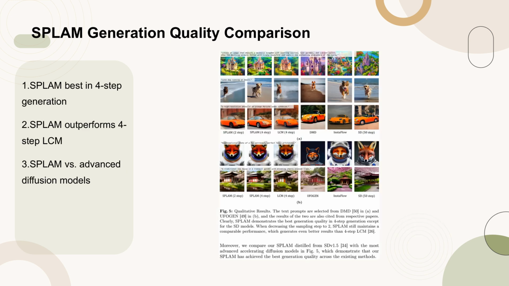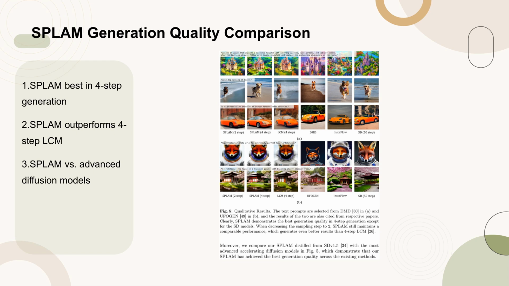Figure 5 presents qualitative results comparing the generation quality of SPLAM with other models. The text prompts used are sourced from DMD and Diffusion, with results from these papers also included for comparison. Notably, SPLAM shows the highest generation quality in 4-step generation, except when compared to SD models. Even when the sampling step is reduced to 2, SPLAM maintains a performance level that surpasses the 4-step LCM. Additionally, SPLAM, distilled from SD v1.5, is compared against the most advanced accelerating diffusion models, demonstrating its superior generation quality across existing methods.